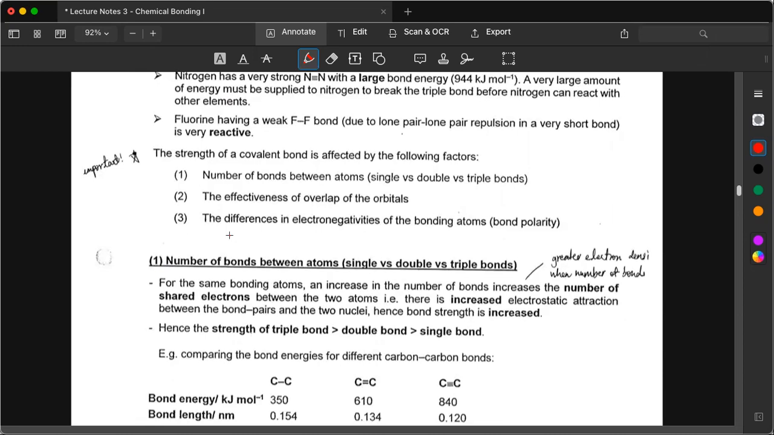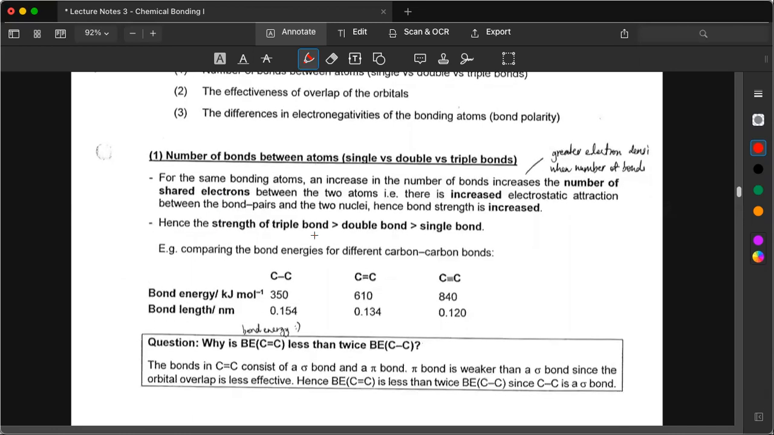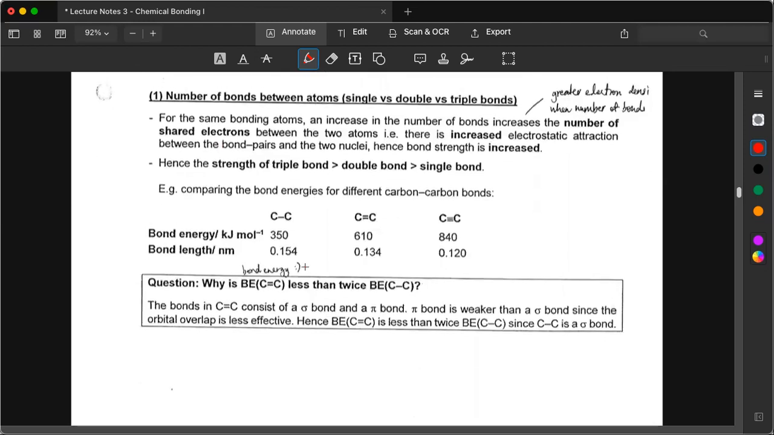of the bonding atoms. For the same bonding atoms, with an increased number of bonds, the number of shared electrons between the two atoms also increases. So there's increased electrostatic attraction between the bond pair and the two nuclei, which increases the bond strength. So the strength of a triple bond is obviously greater than a double bond and then a single bond. So these are the data.